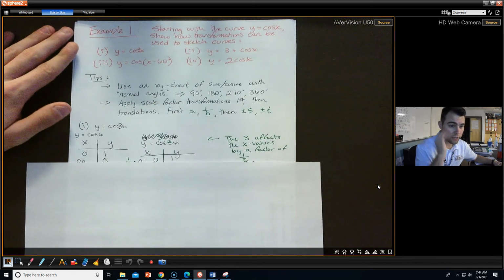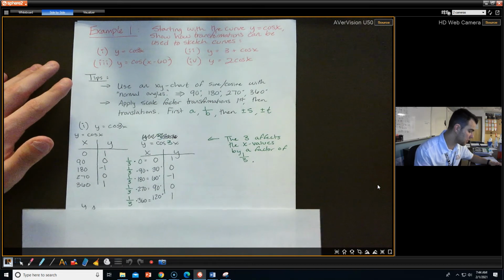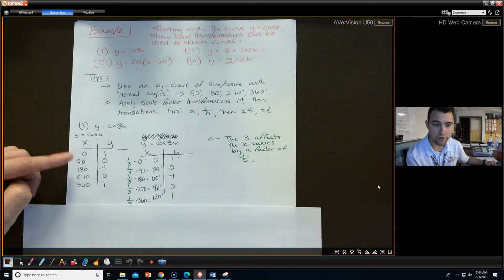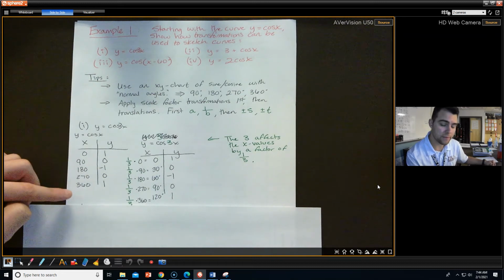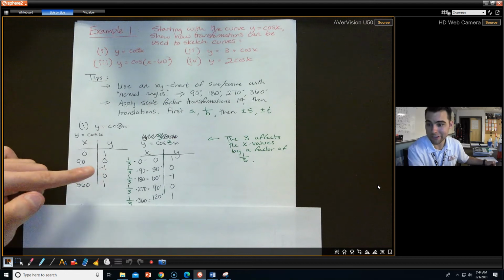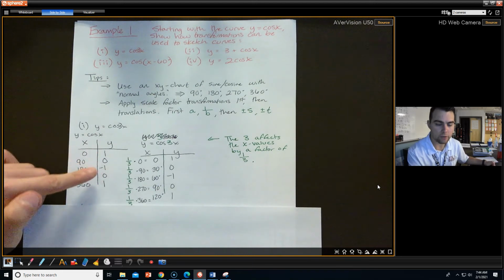Y equals cosine 3x. I'm going to take the base form of y equals cosine x, and I'm going to make an xy chart of that. So I got 0, 90, 180, 270, 360. And I know those y values because I have my cosine chart, or I just know them. 1, 0, negative 1, 0, 1.